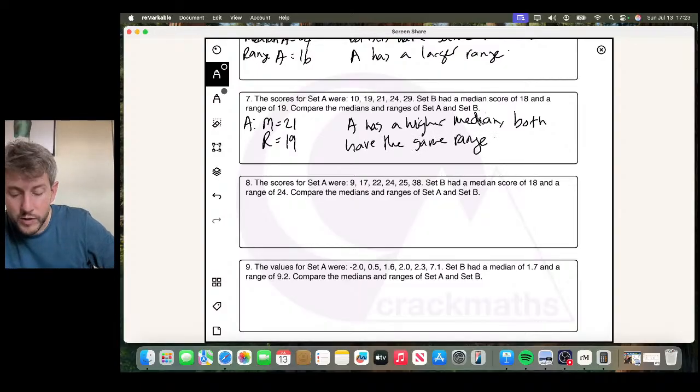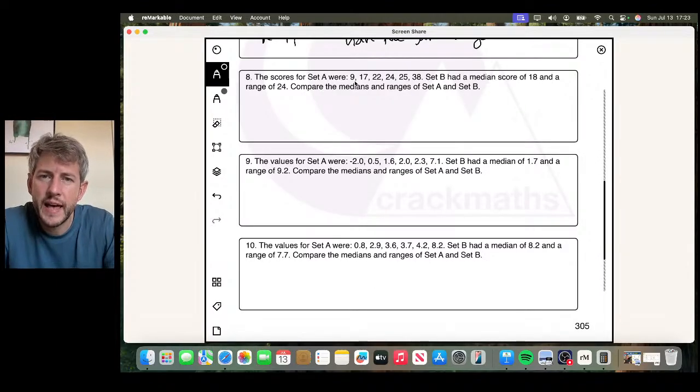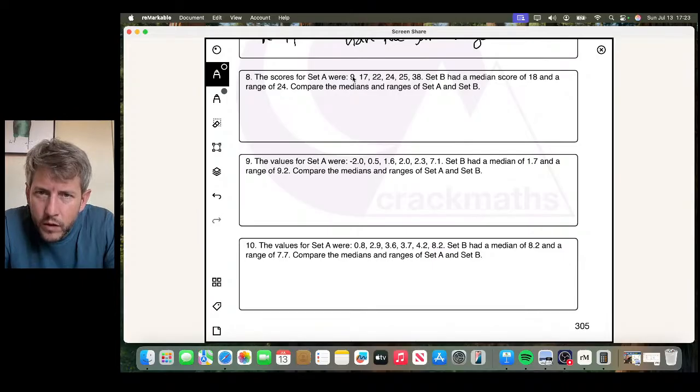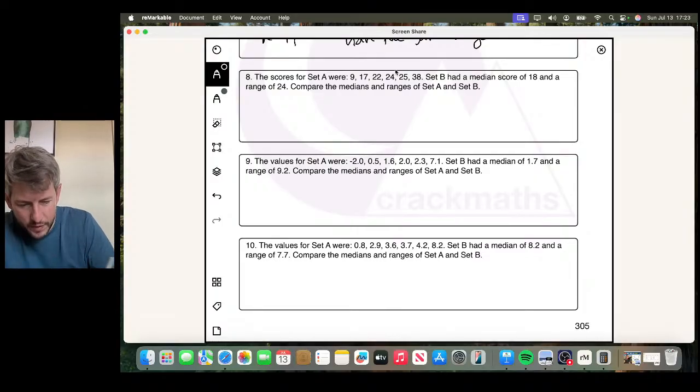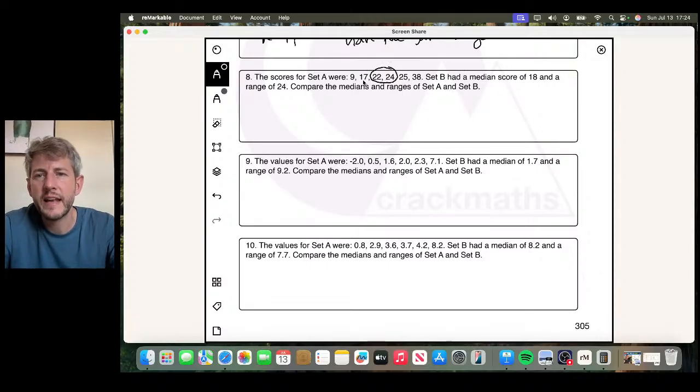Okay, right. Question 8. We've got here the scores of set A were these. 1, 2, 3, 4, 5, 6. Oh, it's a bit harder this time. We've got to work out the median. So the median is going to be halfway between these. Set B has a median score of 18 and a range of 24. Compare the medians and ranges of set A and set B.